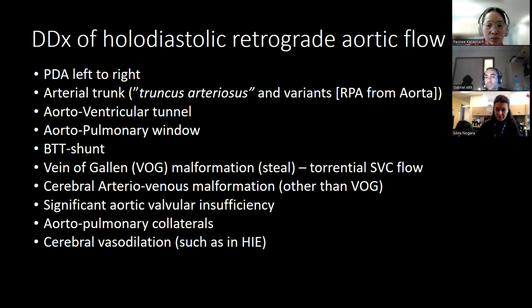Significant aortic valvular insufficiency. So if you have severe aortic insufficiency, you can get retrograde flow. If you have significant aortopulmonary collaterals, you can get retrograde flow. And sometimes in HIE, they have so many cerebral autoregulation anomalies and they get severe cerebral vasodilation, especially if they're seizing and they got a lot of anti-seizure medication. Their arteries start dilating a lot because of these medications, but also because of their underlying disease. And sometimes you'll see retrograde flow with no PDA and nothing else. And that's just because they have a steal into their brain.